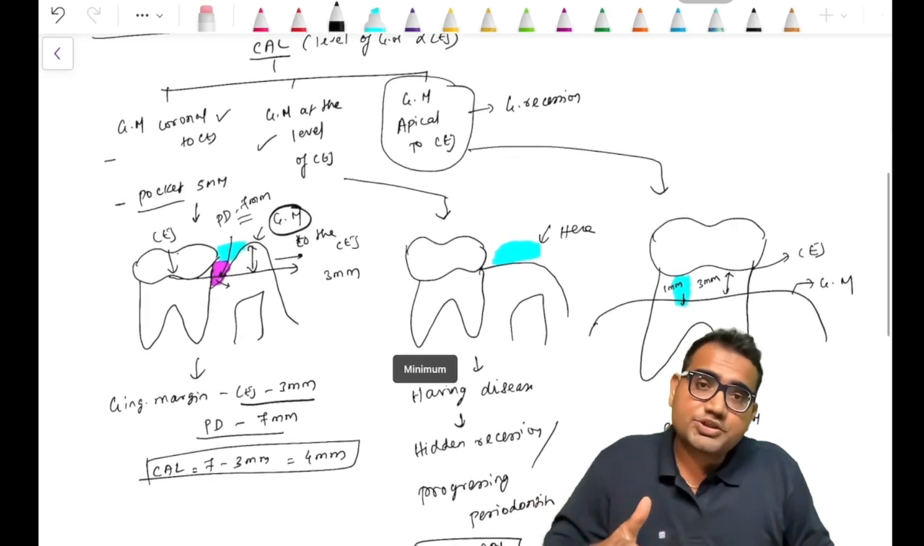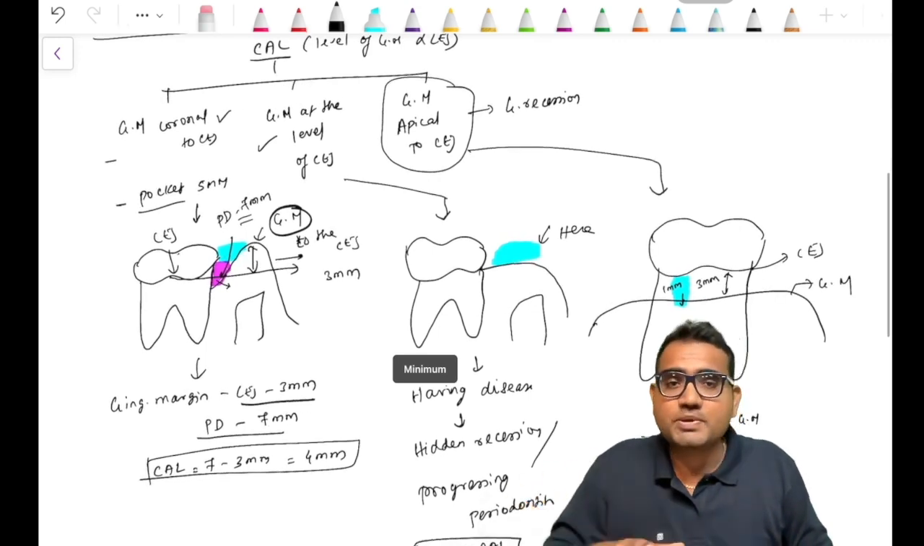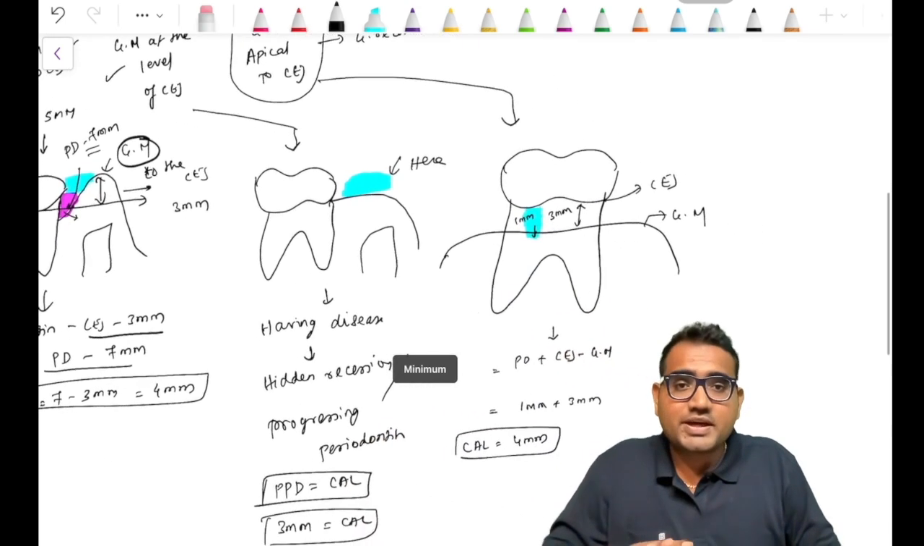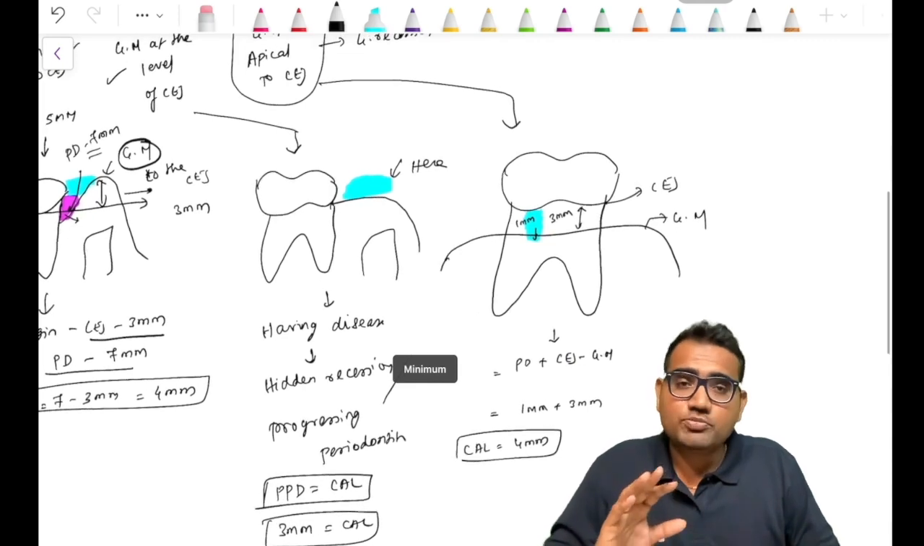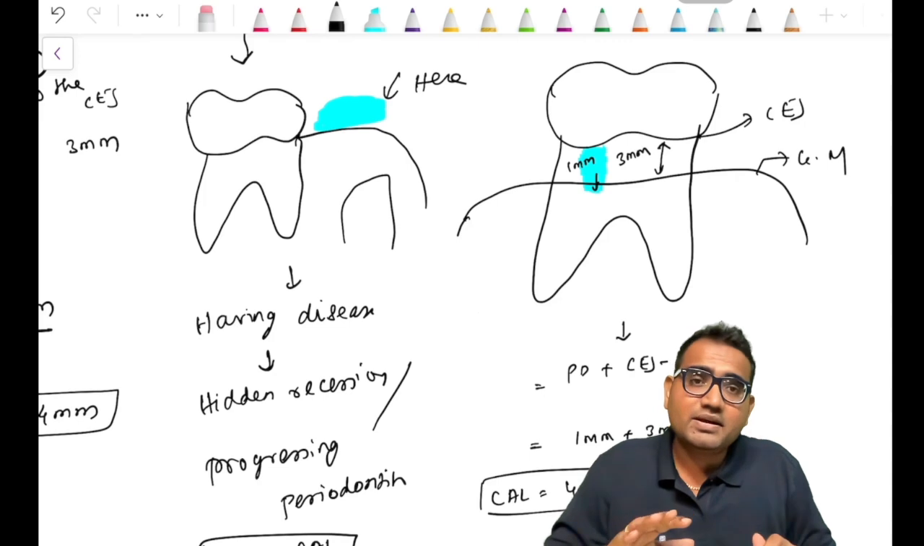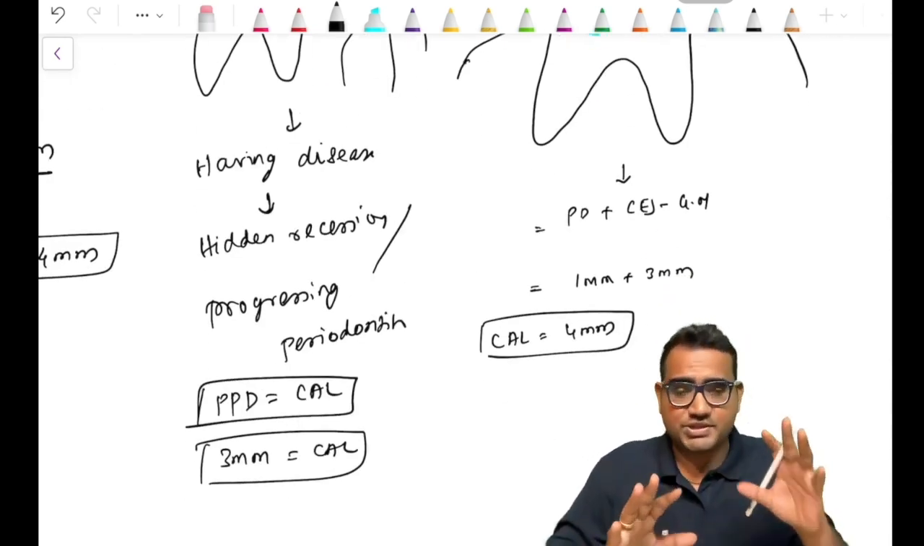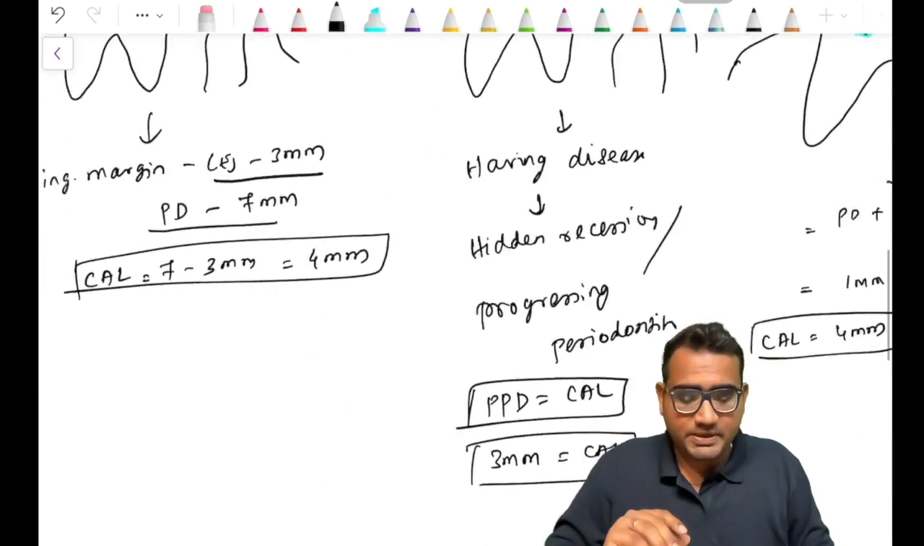So for hidden recession patients or progressing periodontitis patients, I'm going to assume PPD is equal to CAL. The third scenario, gingival recession patients, where I'm going to measure the distance from the gingival margin to the CEJ, and then add it to the probing depth. These are the three scenarios where you calculate PPD and CAL.